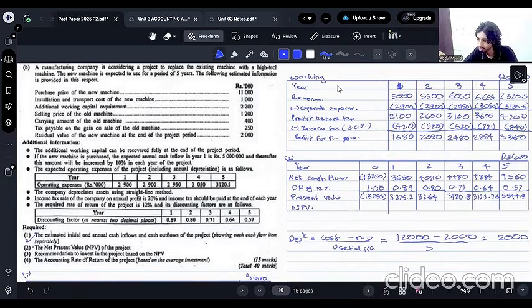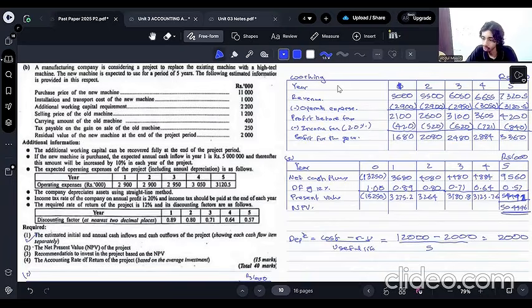Yeah, so here 9560 into 0.57, there's a mistake, it should be 5449.2. So 5449.2 plus 3125.76 plus 3180.8 plus 3264 plus 3275.2 minus 13250. The NPV, the net present value is going to be 5044.96. You can round it off and write it as 5045. Okay, that is also fine.